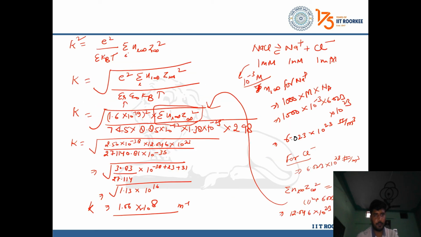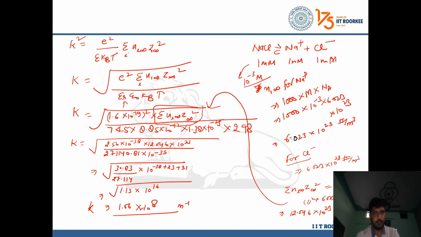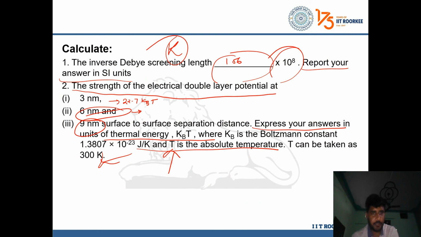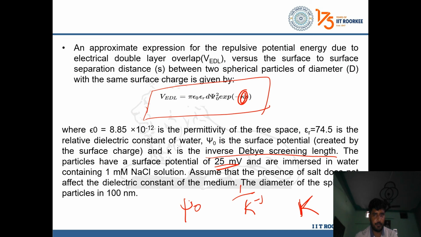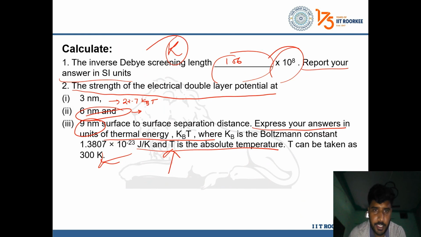As usual, use this formula, and you will get the value of the inverse Debye screening length, or kappa value, in meter inverse. But for calculating the strength of the electrical double layer, you have to use this particular expression, that is V electrical double layer, that is pi epsilon d, and epsilon naught square. The psi naught value is already given here. D is basically the diameter, I think.